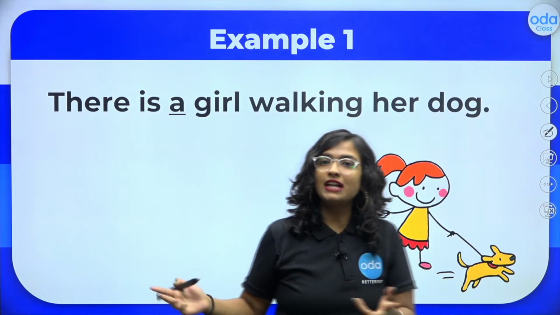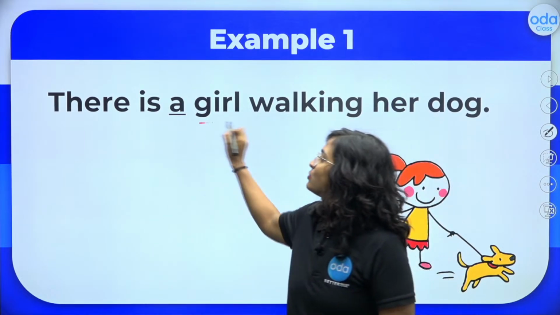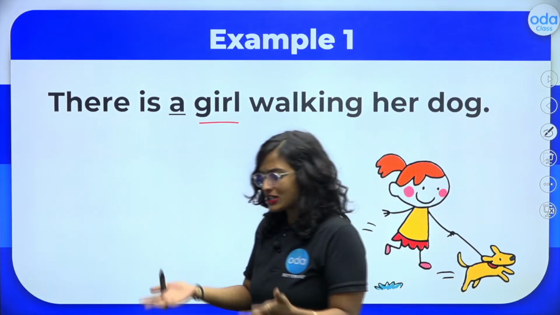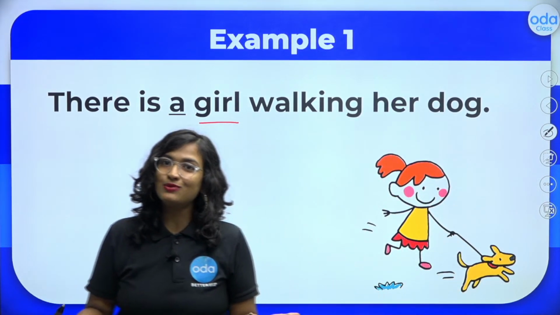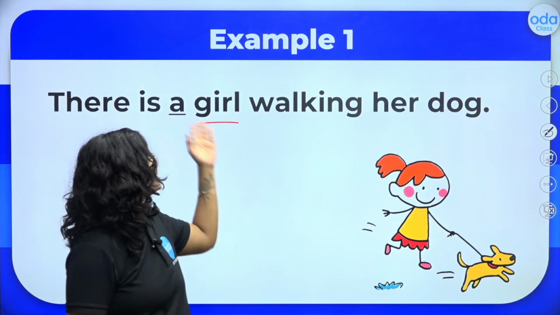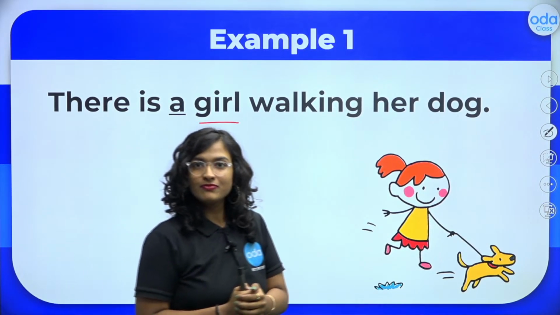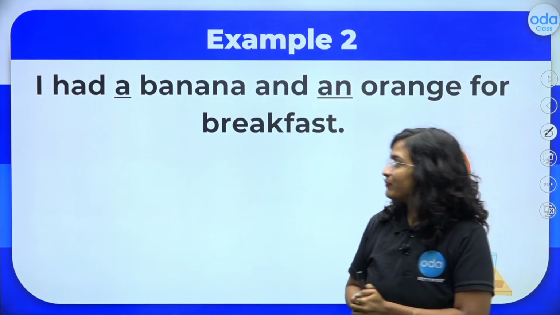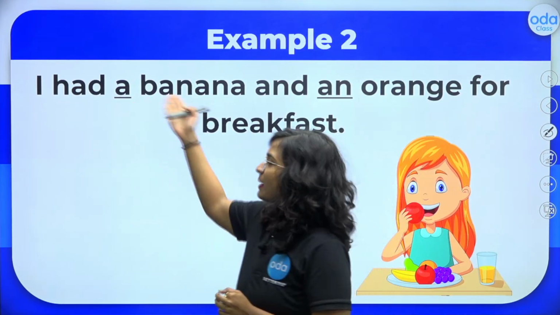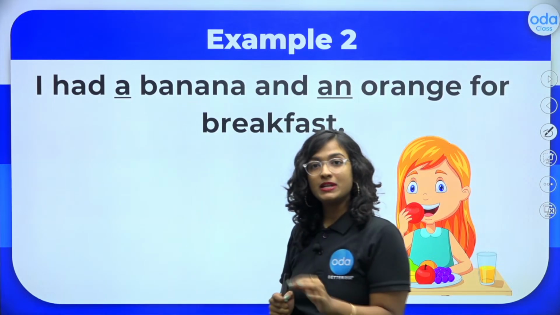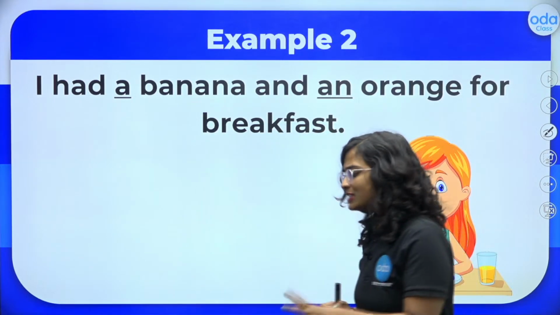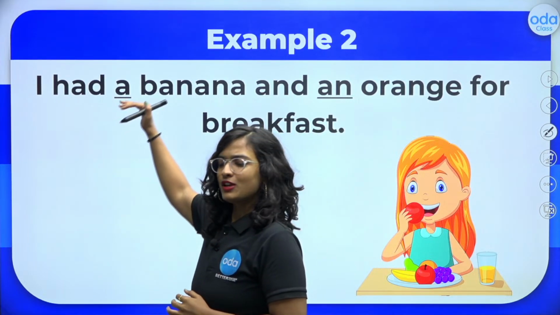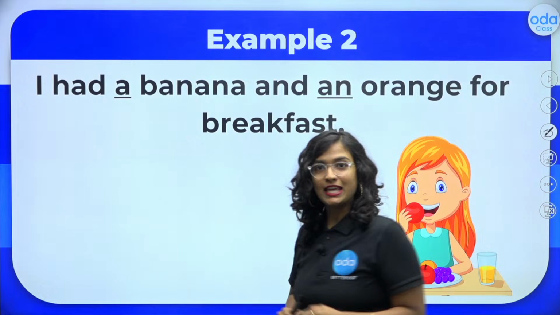Now here, students, after the article, we have the word girl. The first sound here is g, which is definitely a consonant sound. So that tells us that we can use our article a here. Now let's take another example, students. I had a banana. Once again, banana starts with b, and b is a consonant sound. So that means before banana, we definitely will use our article a.